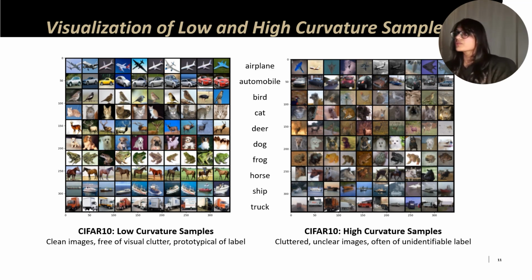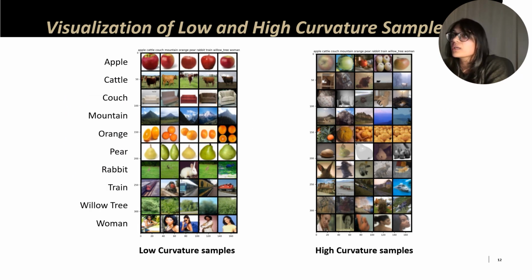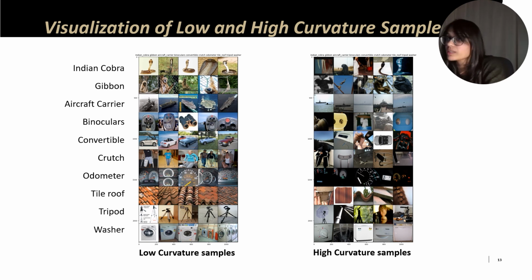However, on the right, we have cluttered images that are quite unclear. This means that curvature is revealing interesting visual properties of the datasets as well. This trend repeats for CIFAR 100 as well, where we have prototypical images of apples and pears on the left, whereas uncommon pears, such as something that looks like a potato, are on the right. This also repeats for ImageNet.